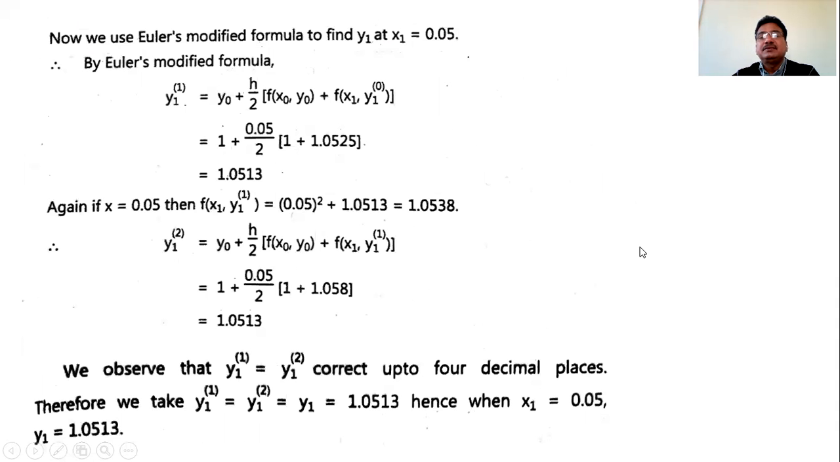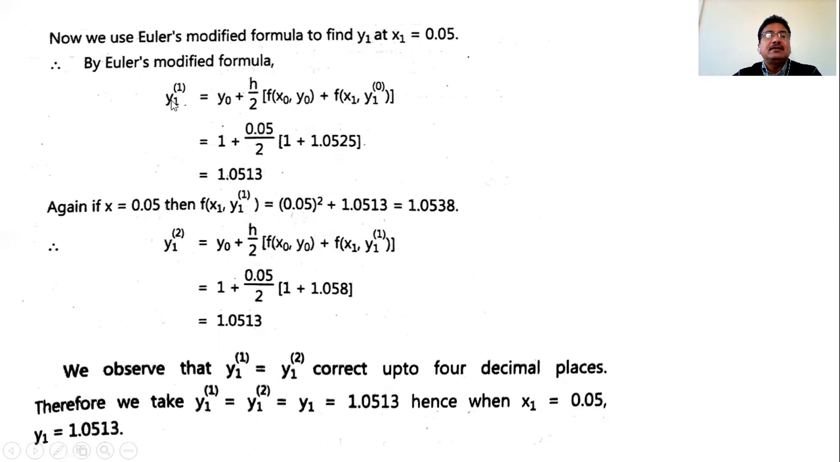Okay. So write y1 1. Then y1 2 is what? Just write here 1. And then substitute all the values: y naught, h 0.05 by 2, f of x naught y naught, f of x1 y1, and then we have this answer.